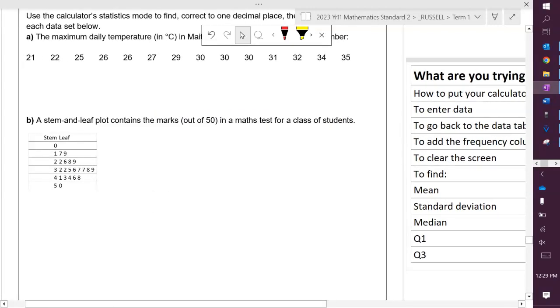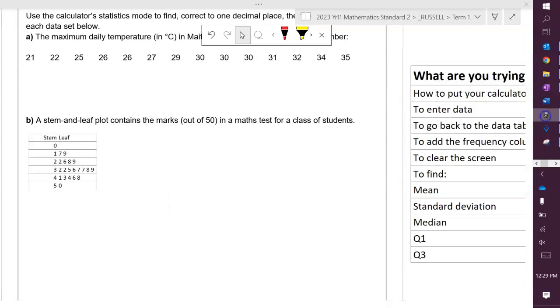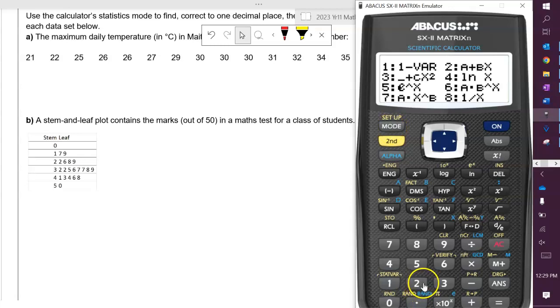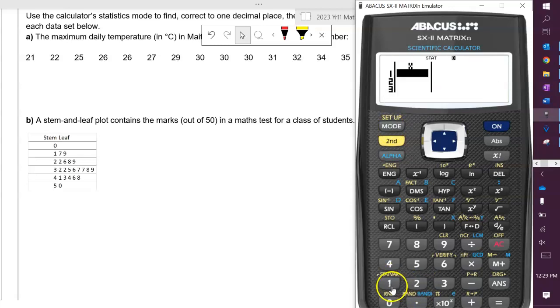So if I follow those steps on our calculator, first I need to put my calculator into statistics mode. So I go mode 2, and then I want this first one, which is one variable. And it gives me our X column. I'm simply going to enter in each piece of data that is here and press equals. So 21, 22, and you can see each one when it goes in, so you can make sure you're entering them correctly.